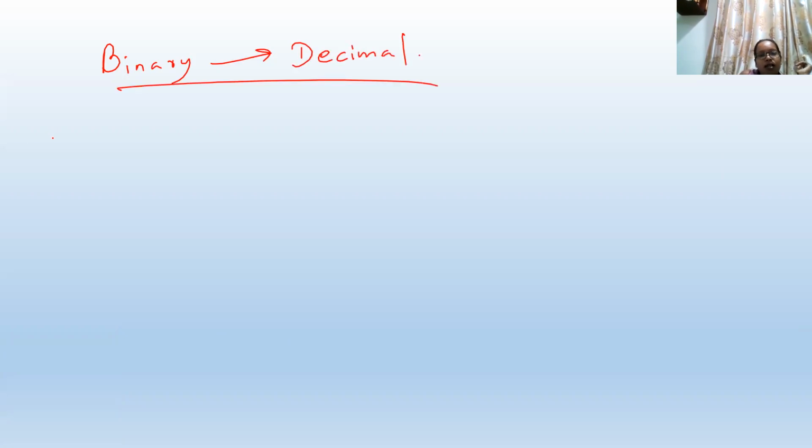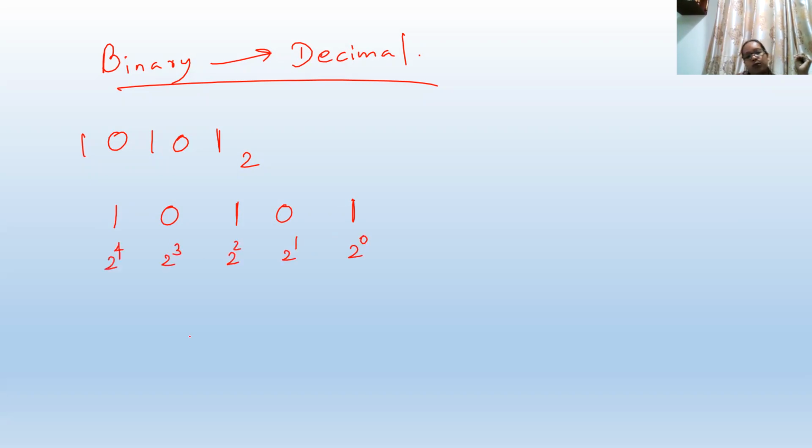Binary into decimal. Let's take an example. 10101, right? This is the given binary number. You have to convert it into decimal. What you have to do is just expand the number this way. It's easy. And write down the place values starting from 2 to the power 0, 2 to the power 1, 2 to the power 2, 2 to the power 3, 2 to the power 4.